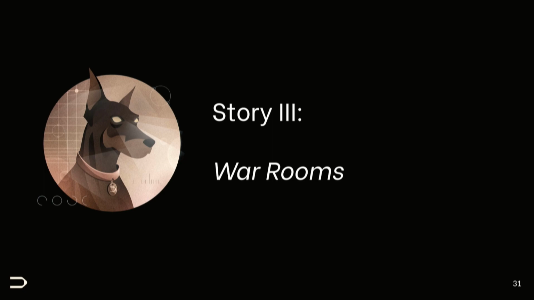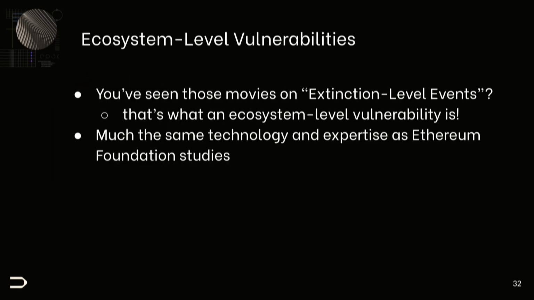What's story number 3? Well, that's kind of the most obvious one. War rooms for major hacks. If there's ever a hack that can affect the whole ecosystem, more likely than not, we are being called in. So you've seen those movies that talk about extinction level events. Well, in this space, we talk about ecosystem level vulnerabilities, and that's exactly the same thing. Could there be a bug that will wipe out much of the value held in a specific blockchain?